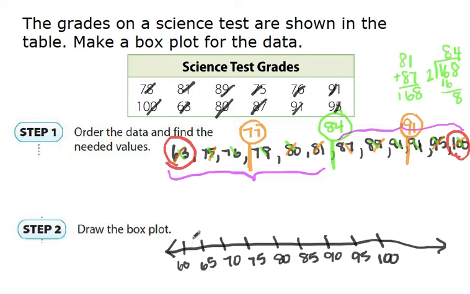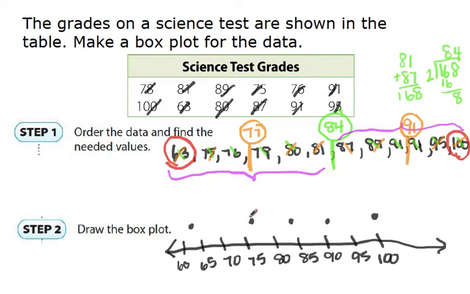So 63, I'm going to estimate is going to be right about here. There's my point. 77 is going to be right about here. There's my point. 84, do you see how they're slightly above the number line? 91 and 100. So all I did was take my values and plot them slightly above the number line. Now I'm ready to make my box.